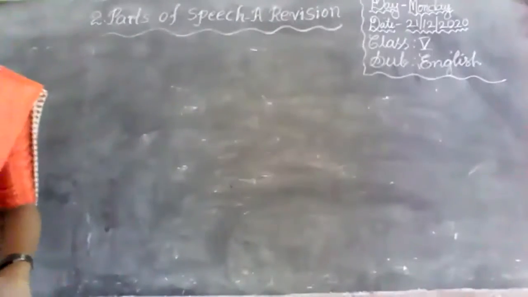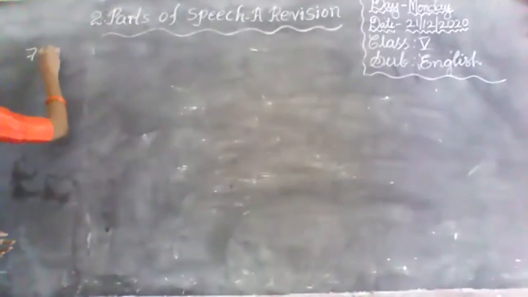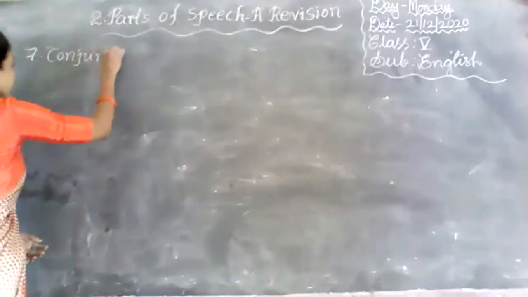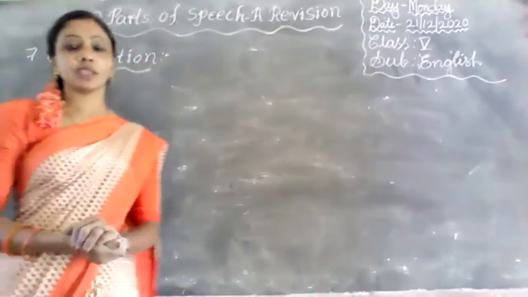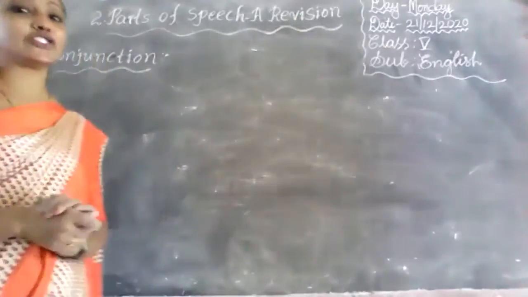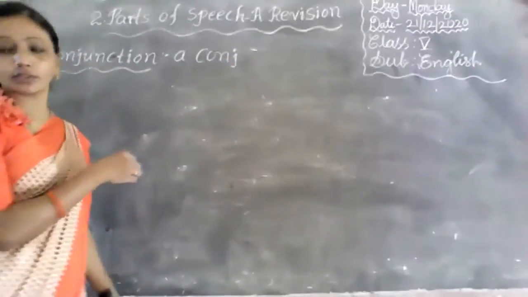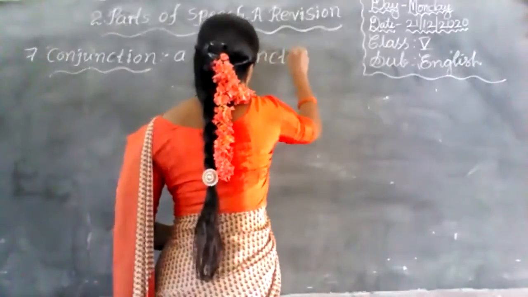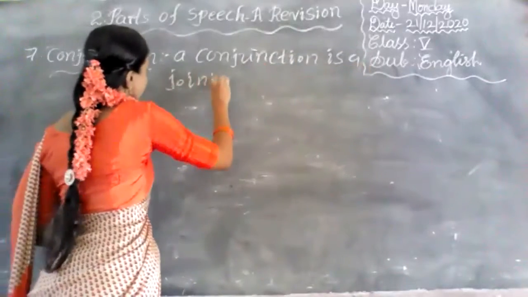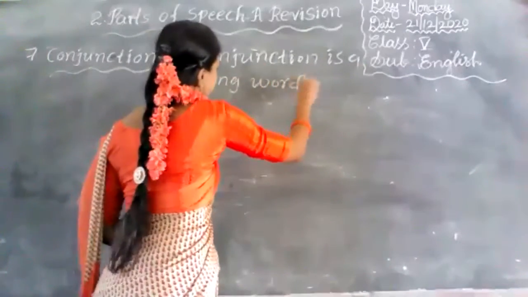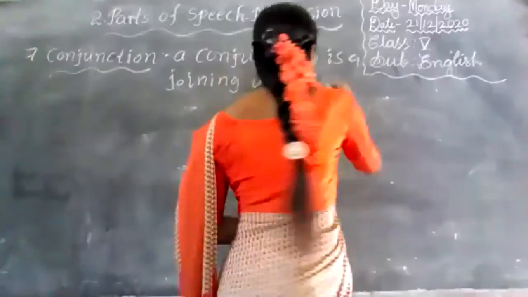Okay, the next one is conjunction. Seventh one is conjunction. So what is a conjunction? A conjunction is a joining word. It joins two words, or two phrases, or two sentences.